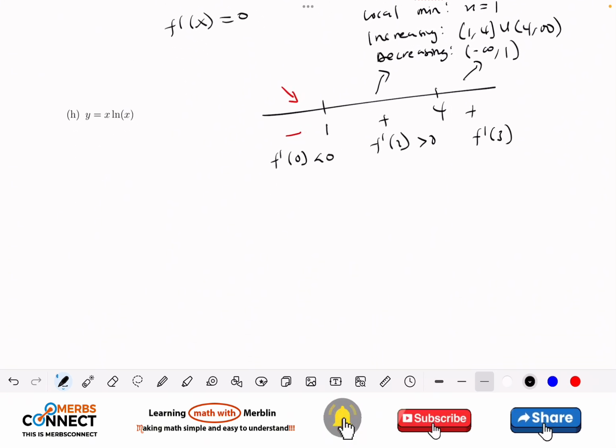Let's do the last one. The last question is nice. Should I leave it to you to do it? No. Okay. Here, let me do it. So y prime is going to be equal to product rule. So let me pick my a and b.